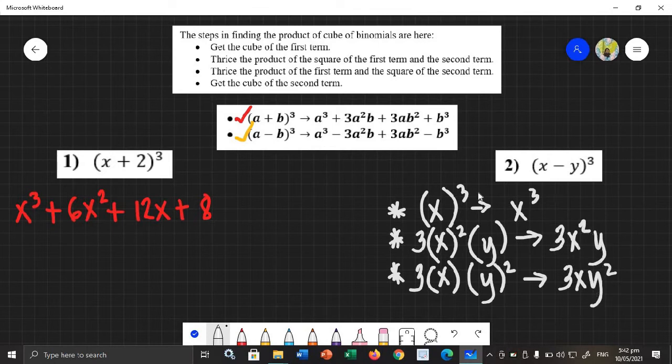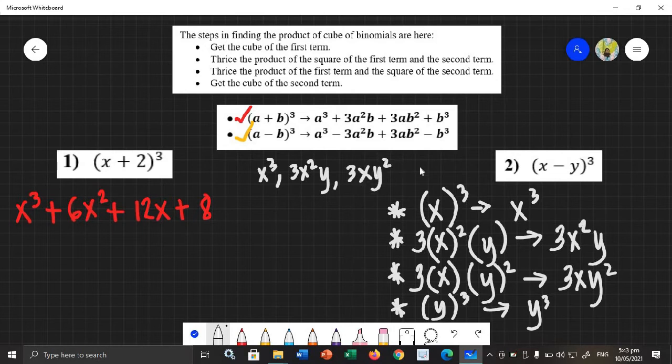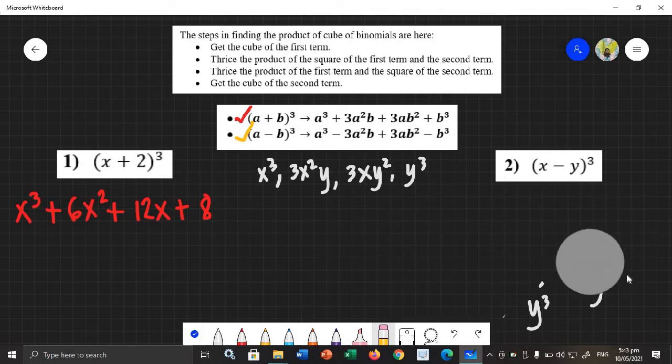So, it just reversed. And then, lastly, get the cube of the second term. Our second term is y. So, we have y cubed. So, listing all the products that we computed, we have x raised to the third, 3x squared y, then we have 3x y squared, and then we have y cubed. So, we should now assemble these terms so we can get the product.